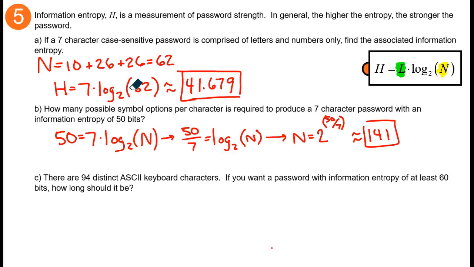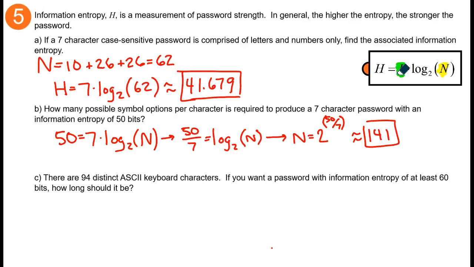Okay, so there are 3 different types of problems I can ask you with this equation. I can ask you for H if I give you L and N. I can ask you for L if I give you H and N. Or I can ask you for N if I give you H and L. In part C, this is the one option I haven't asked you for yet.